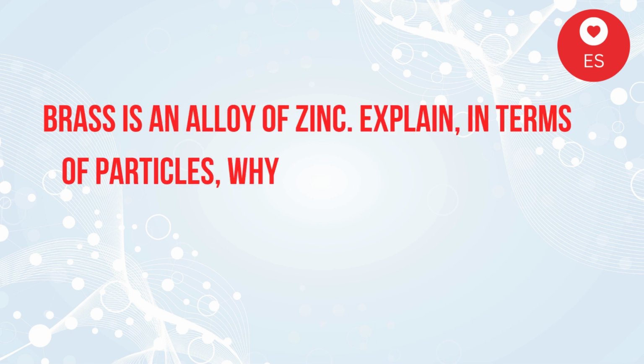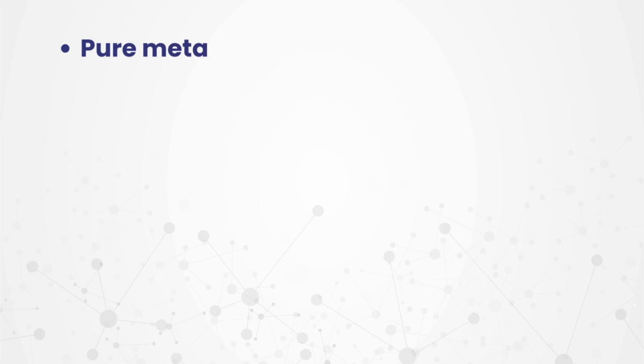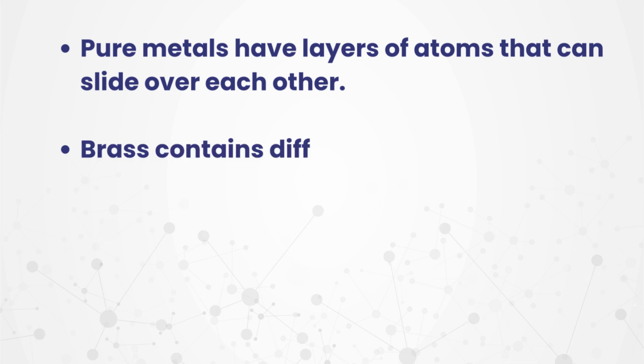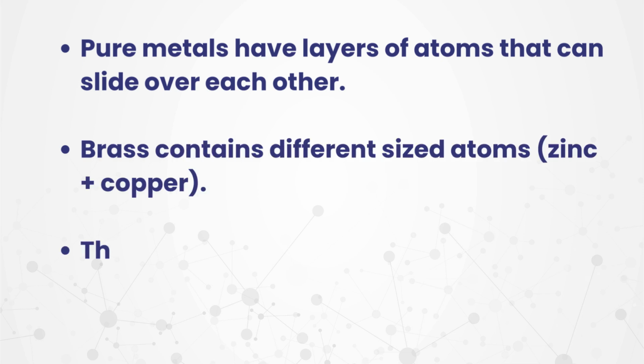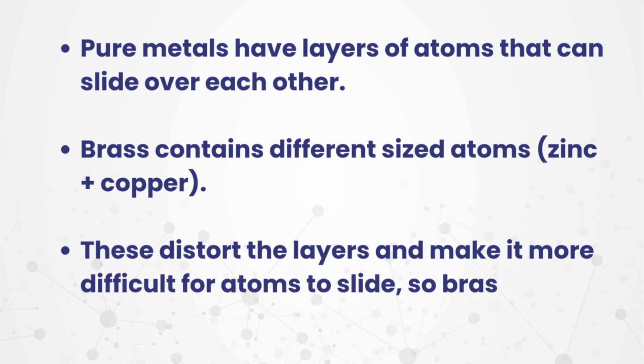Brass is an alloy of zinc. Explain, in terms of particles, why brass is harder than pure zinc. Pure metals have layers of atoms that can slide over each other. Brass contains different sized atoms. These distort the layers and make it more difficult for atoms to slide, so brass is harder.